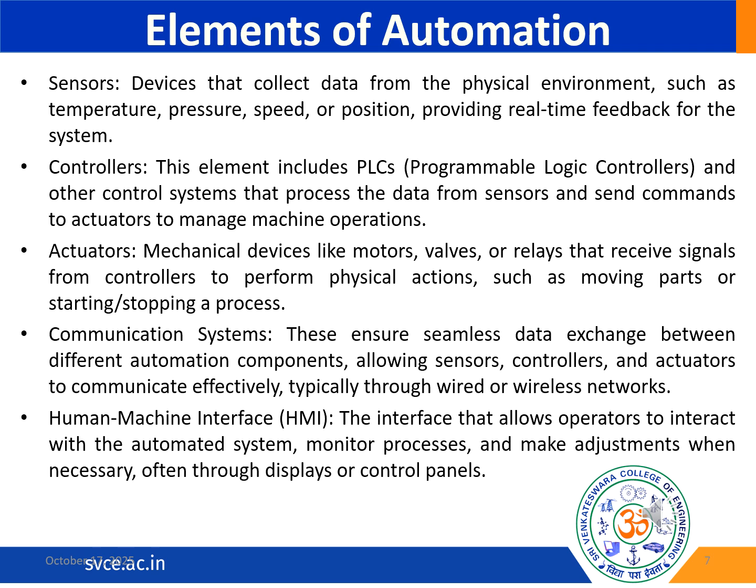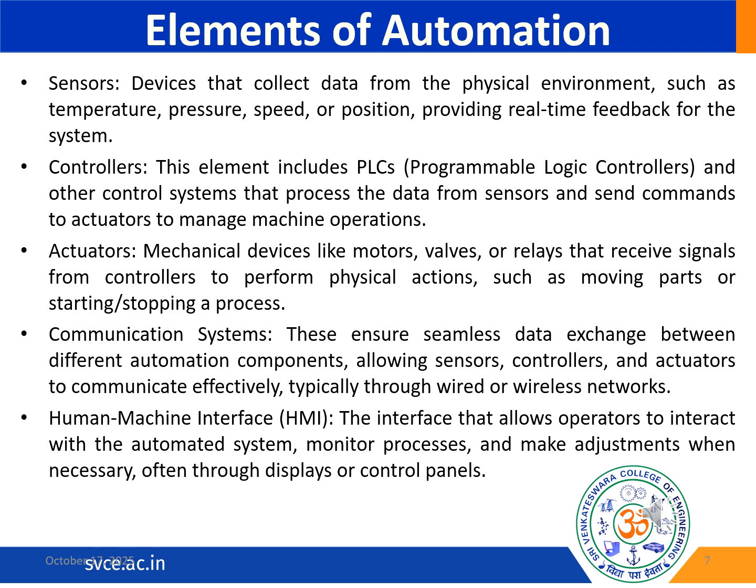And next we have controllers. This element includes PLCs, and it controls the process using data from the sensors, and it sends commands to actuators to manage machine operations. Next we have actuators, which are mechanical devices like motors, valves, or relays that receive signals from controllers and perform physical actions. And next is the communication system. These ensure seamless data exchange between the automation components, which allows sensors, controllers, and actuators to communicate effectively.